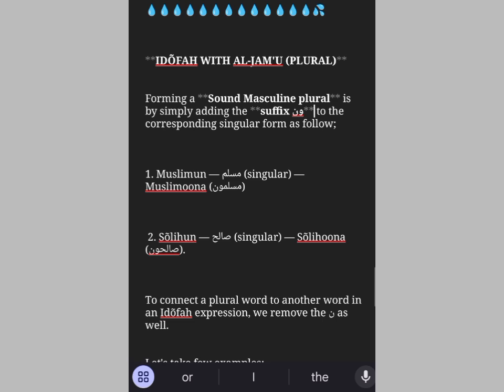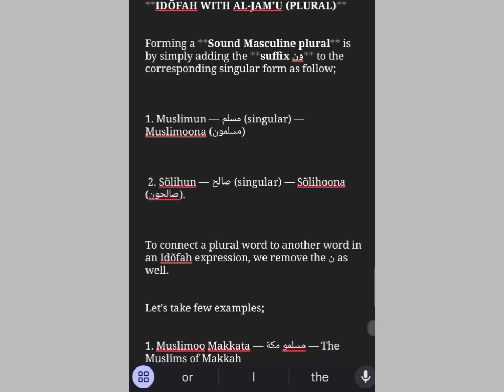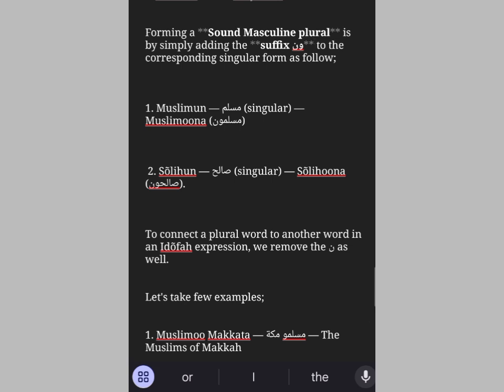Now we're talking about the sound masculine plural. You form their plural by adding waw and nun. And I think I've explained how to choose a masculine plural for any particular noun you're using.